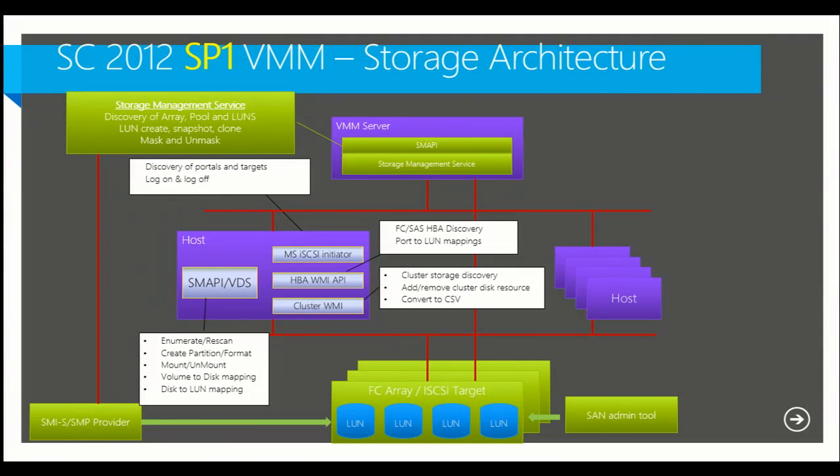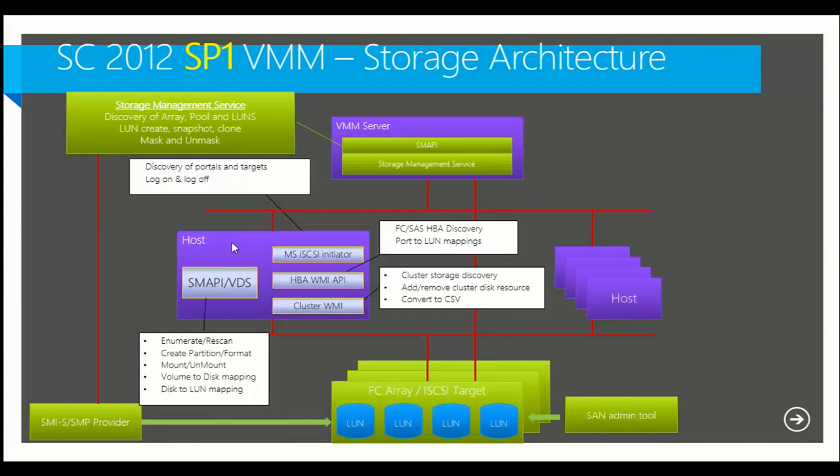So VMM currently uses what is called SM API. SM API is a storage management API introduced in Windows Server 2012, using which you can do block storage management. It's a WMI-based API, a high-level abstraction, and it is a standards-based API. I will go more into details of that, but using this API, you can discover arrays, pools, LUNs, and also create and delete LUNs, do mask and unmask, and also snapshot and clone creations. So those are the functionalities.